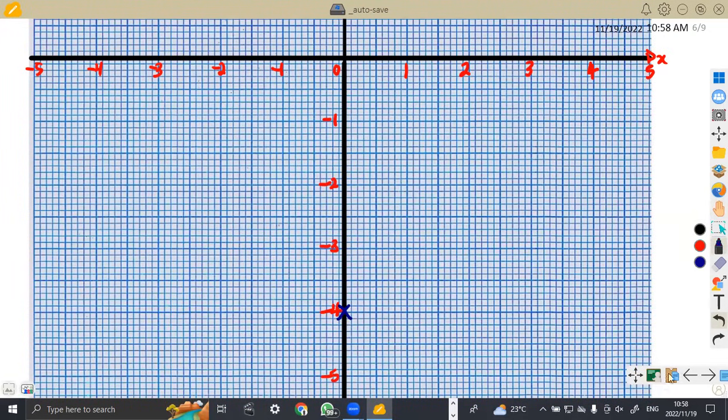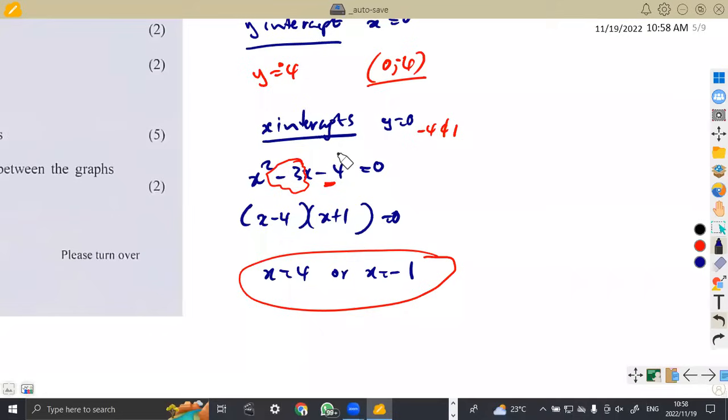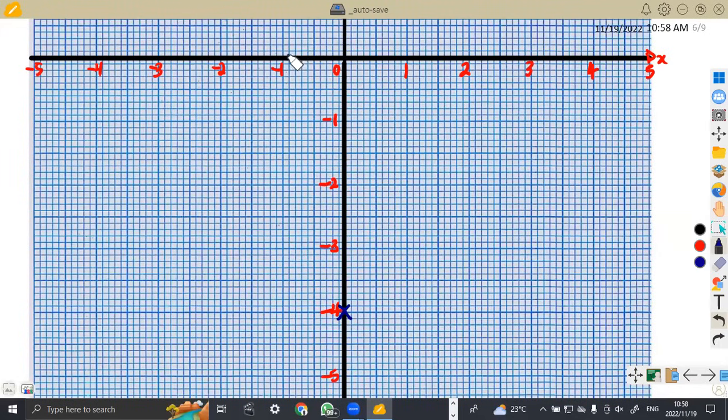Then the x-intercepts, we've got 4 and minus 1. So this is minus 1 in x, and that's a 4 here. So you can actually have your sketch. As we can see, the coefficient of x squared is positive. That means our graph is going to maintain a cup shape like that. Okay, so we are going to have our sketch.